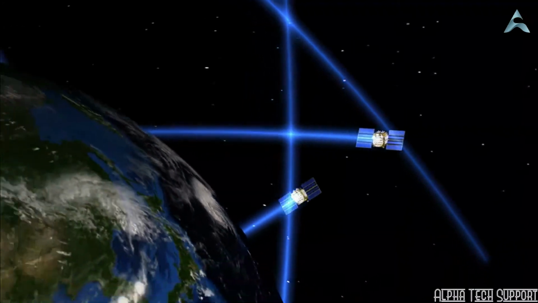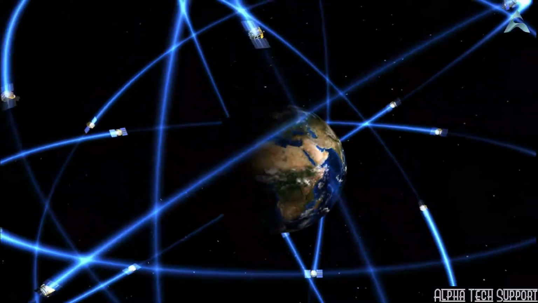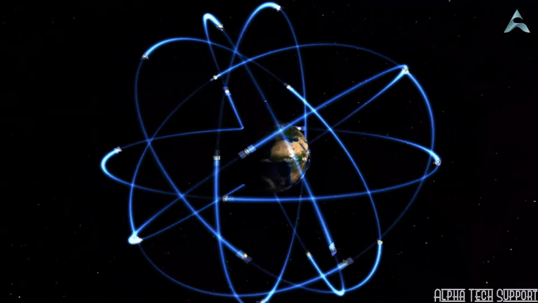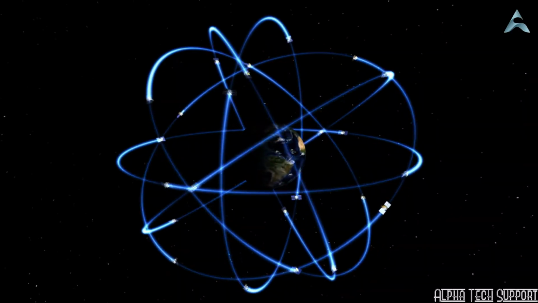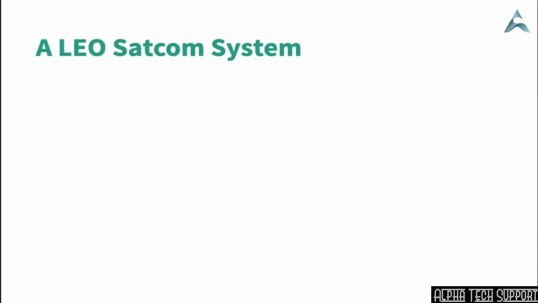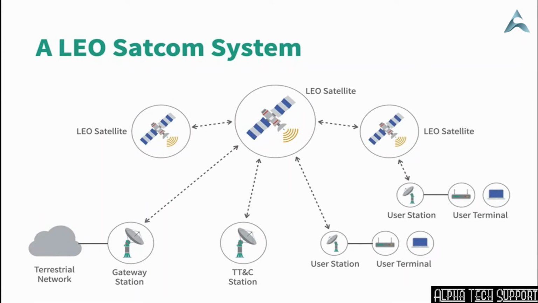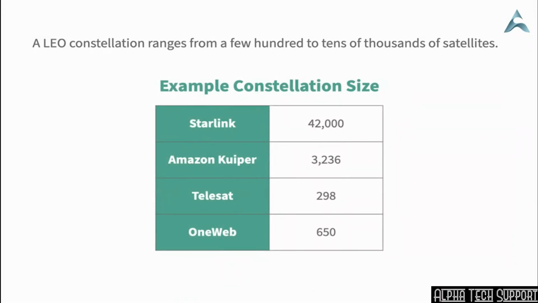Compared to the MEO and GEO satellites, LEO satellites are closer to the Earth's surface. This enables LEO satellite-enabled internet service to achieve performance equivalent to fiber optical cables. A LEO satellite network still has the stations in space, ground, and control segments, similar to those in a GEO satellite system. However, the size of a LEO satellite constellation may vary, ranging from a few hundreds to tens of thousands satellites.